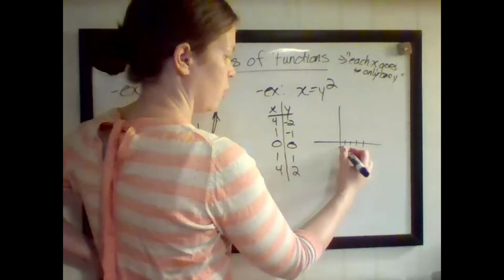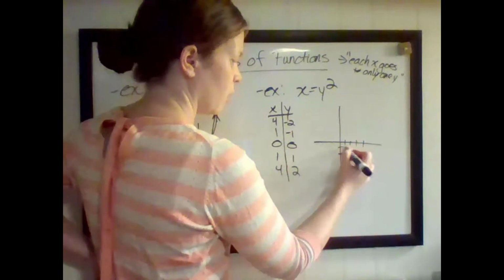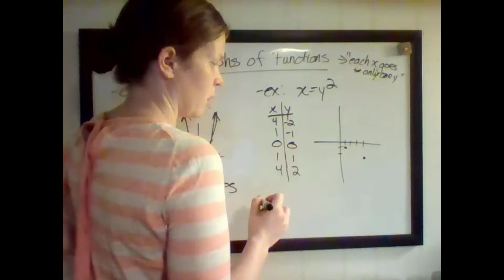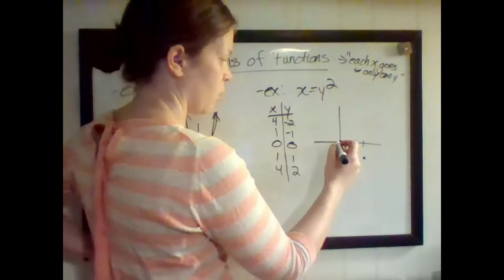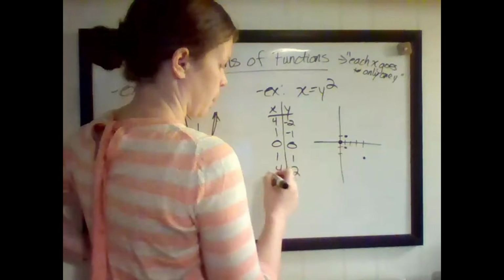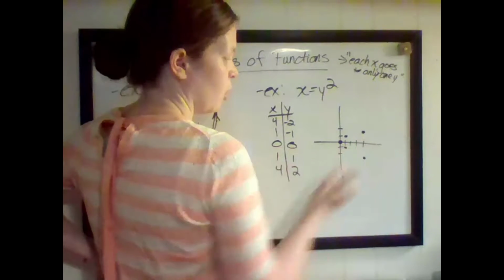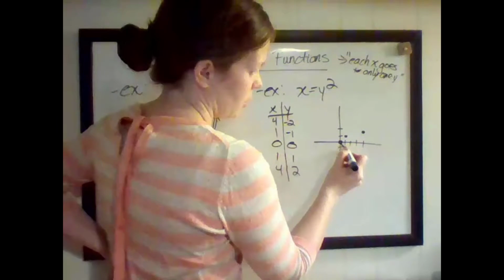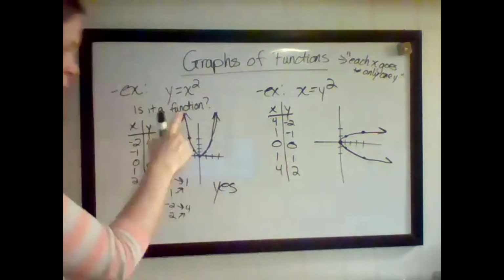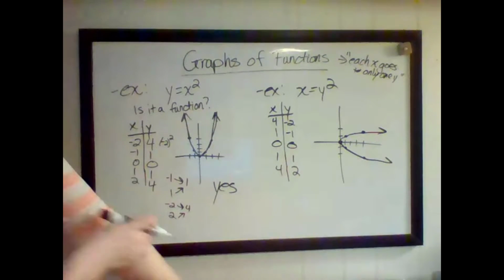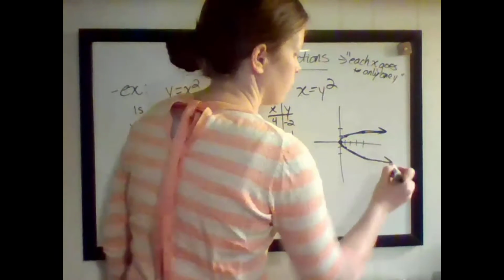So let's see what this is going to end up looking like. (4, -2) is right there. (1, -1), we'll plot that point. (0, 0), right on the origin. (1, 1), 1 to the right, 1 up. And (4, 2), 4 to the right, 2 up. So let's connect these. Compared to the last one, it's like a sideways parabola, a U-shape opening up to the right.